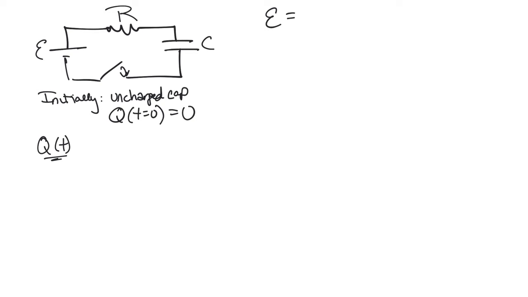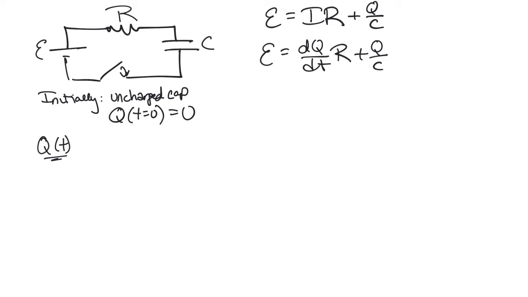So when you look at the loop rule, you can see that the EMF of the battery has to equal the voltage across the resistor plus the charge on the capacitor divided by the capacitance, because that's the voltage across the capacitor, right? So at every instant, this is true. So we can recognize that current is really dq dt, and here we are. And so now this is calling for separation of variables and eventually u sub.